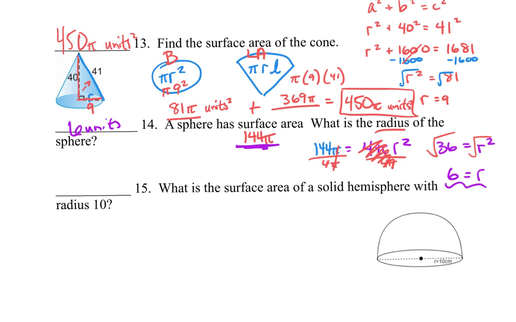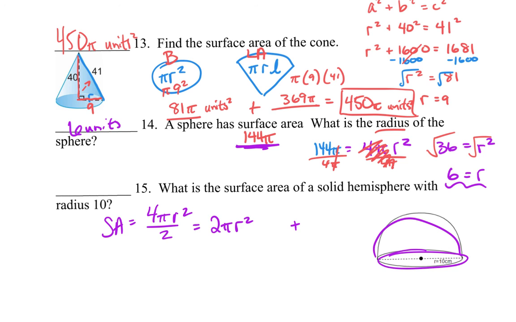All right, and then number 15 says, what is the surface area of a hemisphere with a radius of 10? So a hemisphere would be a sphere, 4 pi r squared, but divided by 2. So 4 divided by 2 is 2, you can use that formula because it's only half the sphere. All right, but I also need to include the base. So the hemisphere part is 2 pi r squared, but I also have my circle, which is pi r squared.